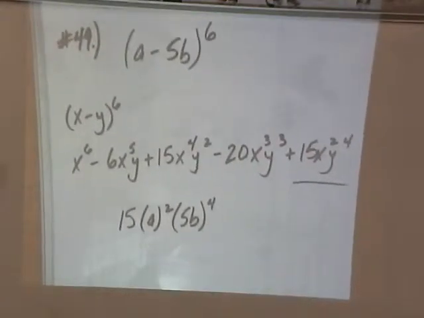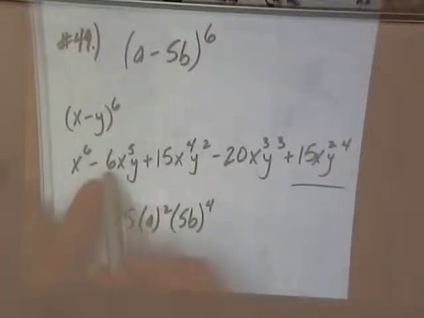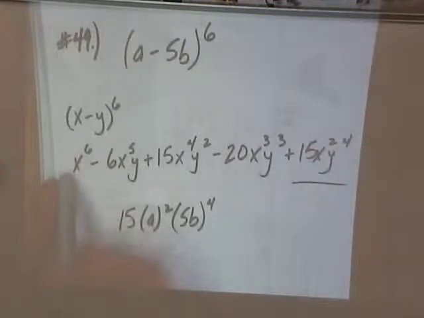Wait, how do you get the 15 and the 20 again? What was that shortcut? Take the coefficient. We'll start over here. It's a 1, right? It always starts out with 1, so you can do that. Multiply it by the first exponent.